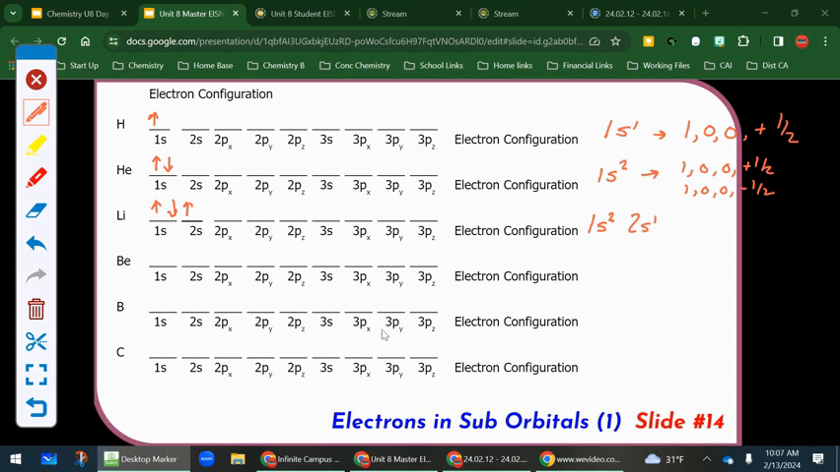What element is next? Beryllium. First 2 electrons go here. 4 electrons total, correct? Where does the next one go? 2s. Where does the next one go? 2s. Describe the configuration. 1s2, 2s2.